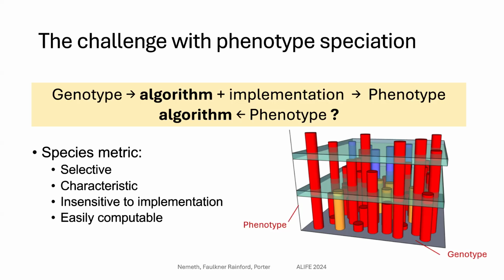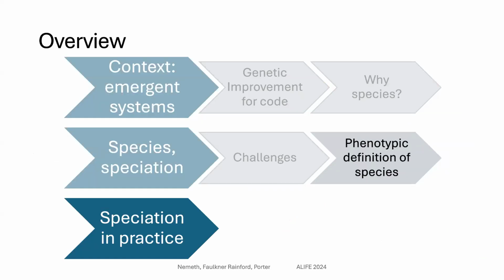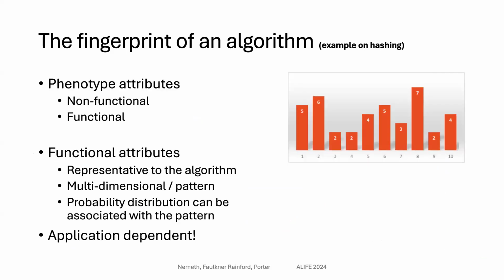If you are able to find a metric that is selective, meaning that it is able to detect the smallest difference between two individuals, characteristic, meaning that it will always give the same categorization for the same algorithm, insensitive to implementation and easily computable, then we would be able to separate individuals by the core algorithm. This is the challenge here. And can we do it? Spoiler alert, we can. At least we believe so.